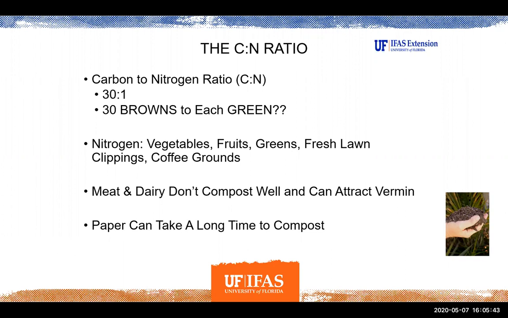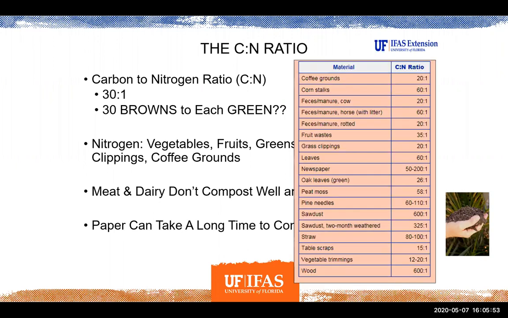Great things to use, obviously the nitrogen, vegetables, fruits, greens, lawn clippings, coffee grounds, and keep away from that meat and dairy, like I mentioned. So in this chart here, you can see I have a bunch of different materials listed, ranging from coffee grounds all the way to wood at the bottom. The second column shows the carbon to nitrogen ratio. So if I circle a few of them here, you can see coffee grounds are 20-to-1, grass clippings 20-to-1, table scraps a little less than that, as well as vegetables. These are considered greens. They are higher in nitrogen content.